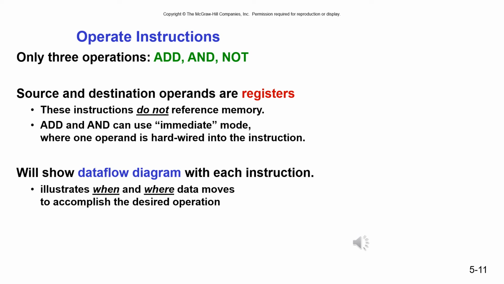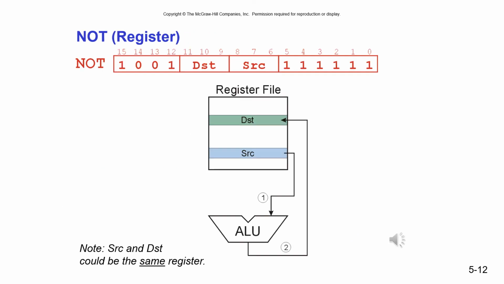We'll show the data flow diagram with each instruction, and it'll illustrate when and where data moves in order to accomplish the operation being discussed. Remember, not is a unary function. Unary, as in unicycle, means 1. There's only one operand.